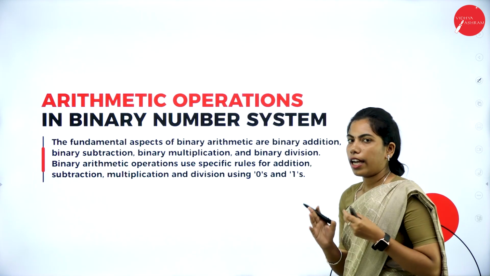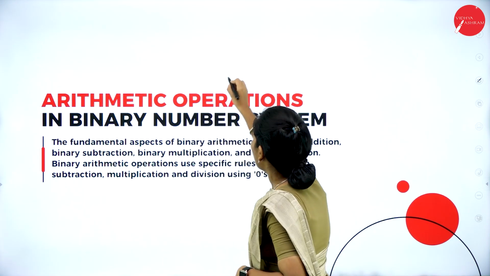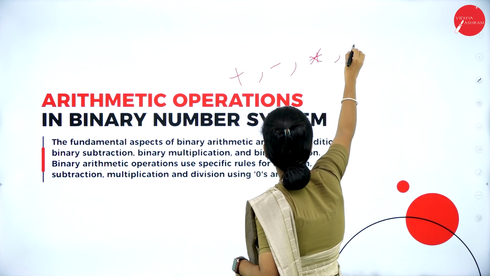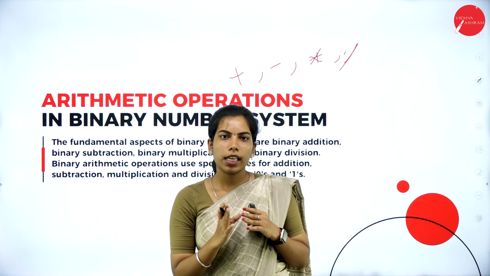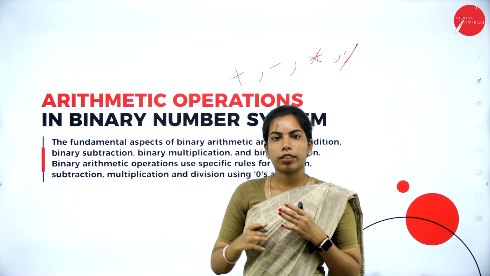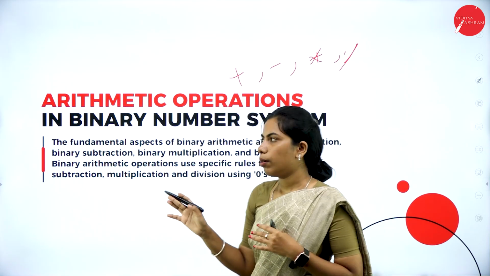So let's see arithmetic operations. In general, arithmetic operations are nothing but addition, subtraction, multiplication and also division. These are the basic arithmetic operators, and that is what is used in digital electronics. That is what binary is. We can only solve using the binary number system.